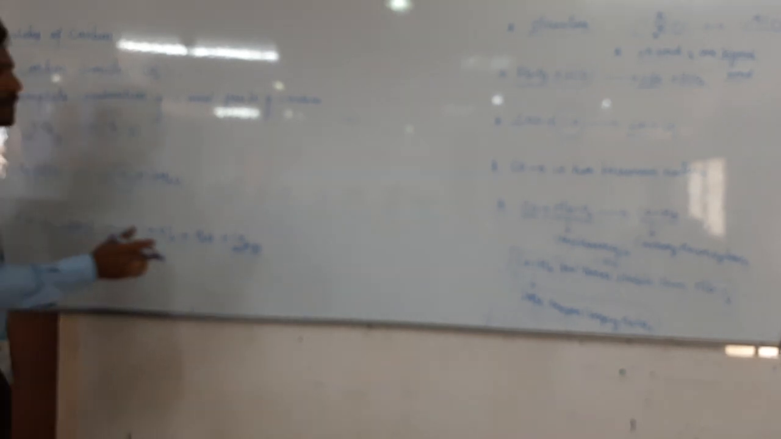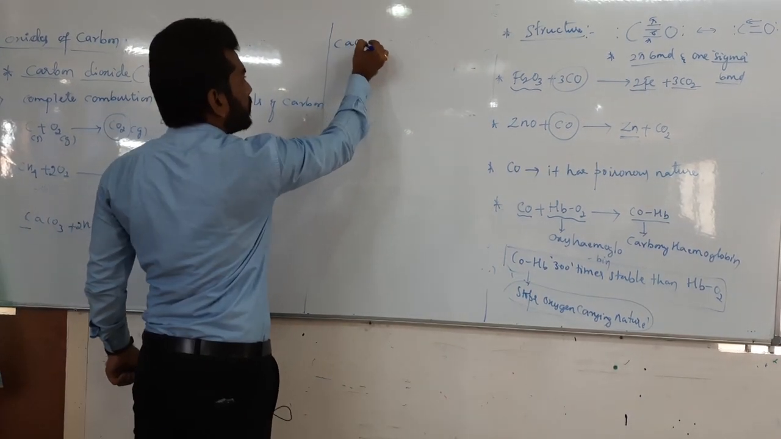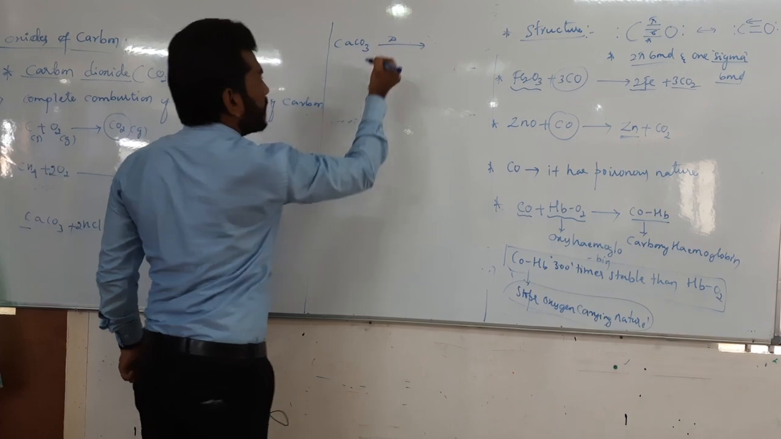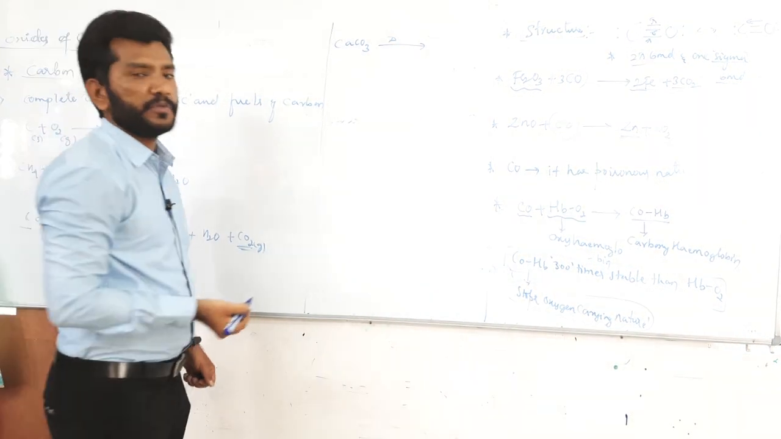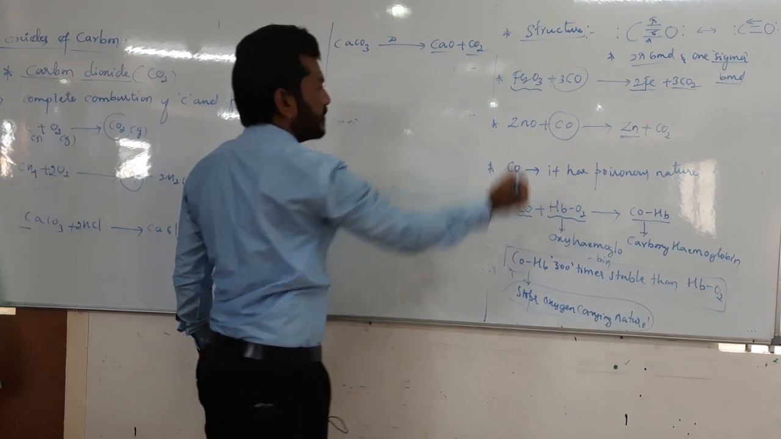Next, if you can see, since we have calcium carbonate, on decomposition of calcium carbonate, what is formed? CaO and CO2: quicklime as well as carbon dioxide.